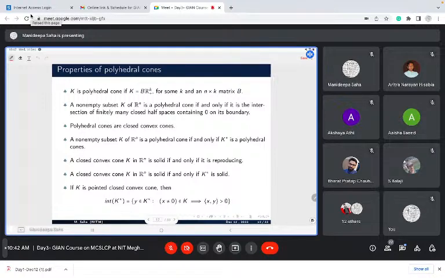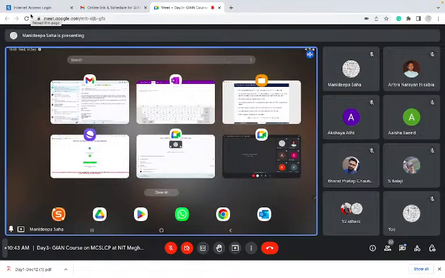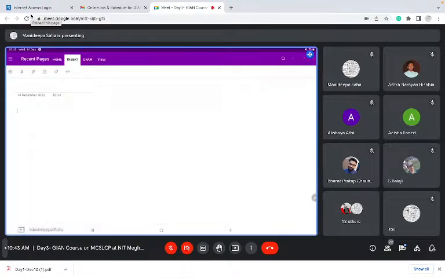Let us see some very simple properties of the polyhedral cone. The first one is: K is a polyhedral cone if it can be written as K equals B times R^k plus, where R^k plus, as I already told you, is the collection of all non-negative elements in R^k. Why is this true? One can easily check it. A polyhedral cone has a finite generator.